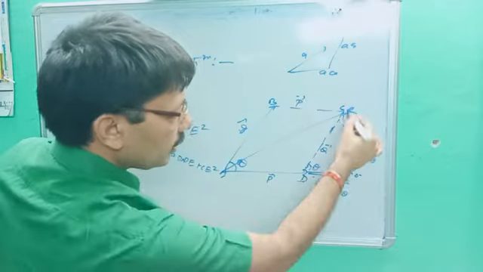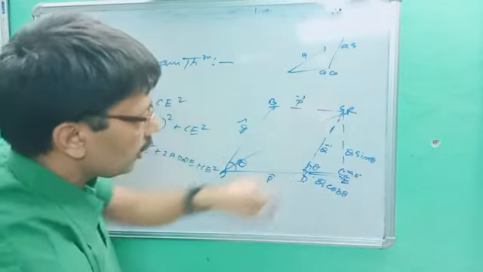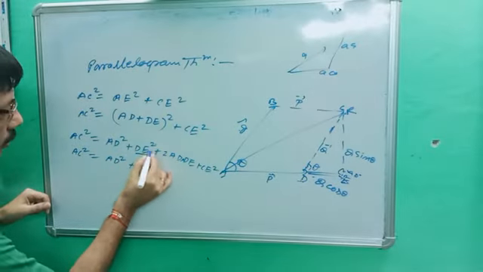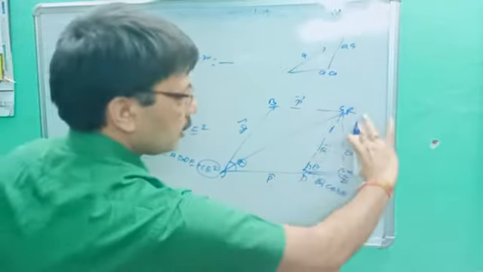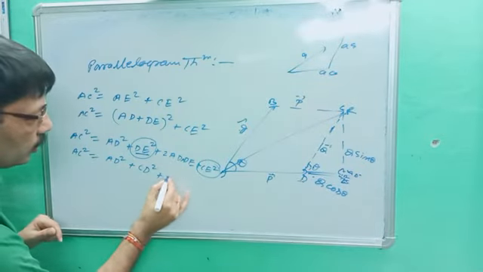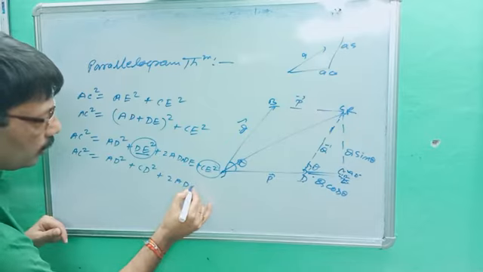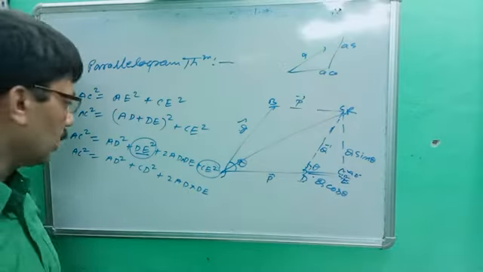DE square plus CE square: base square plus perpendicular square is equal to hypotenuse square. So it will be this plus this. We can write this square plus this square is equal to CD square. So it will be CD square plus 2AD into DE. Very easy way we can get it. Okay, now put the value.